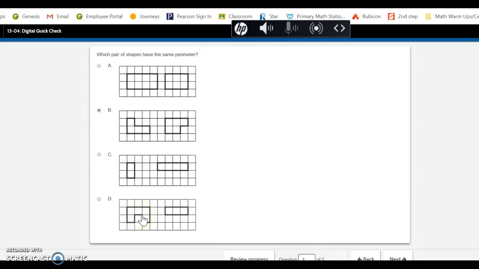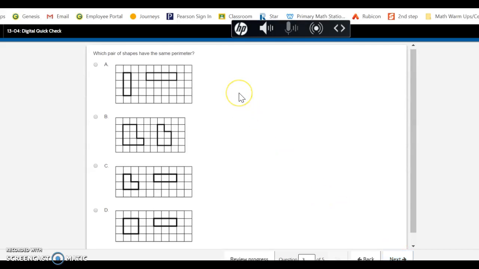Just to be safe, I'm going to check choice D. I'm going to start in the top corner. 1, 2, 3, up to 12. 1, 2, 3, up to 8. I'm thinking my choice would be B.